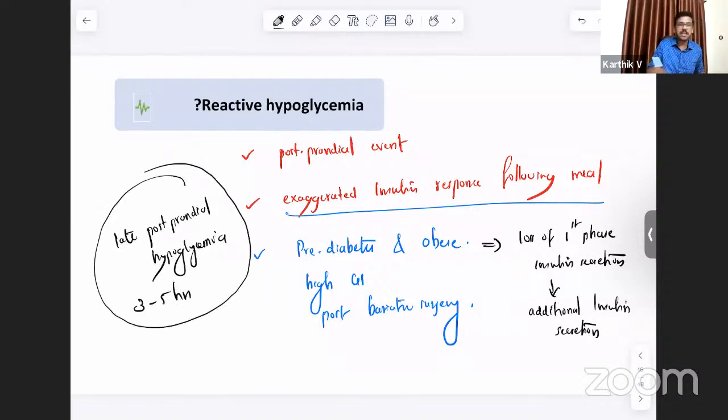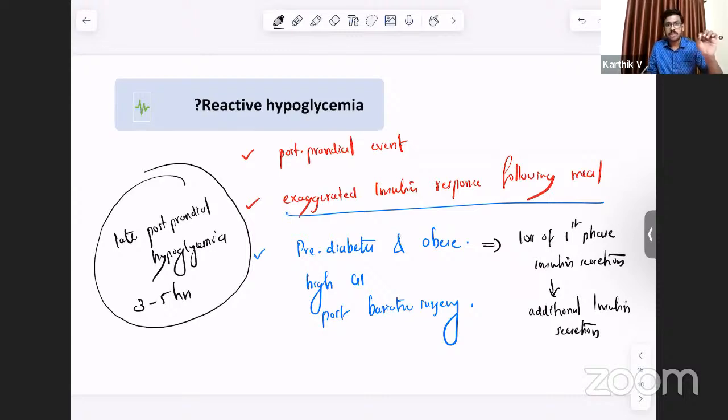So 3 to 5 hours following a meal, the patient develops hypoglycemia, and this pattern is repeated time and again whenever the patient takes low glycemic index foods. So this history is very important. And in such patients, you specifically look at the fasting blood glucose level, the HbA1c, and see whether it belongs to the pre-diabetes category.